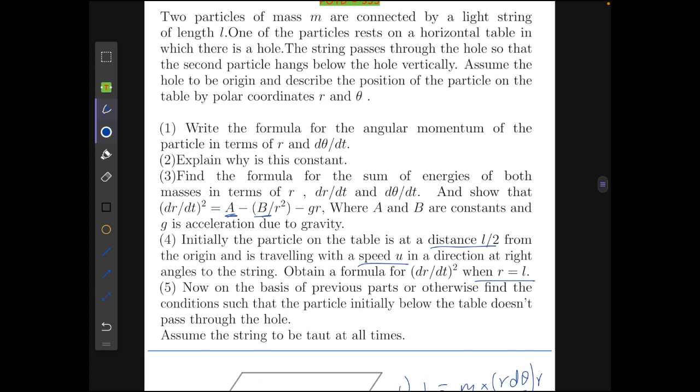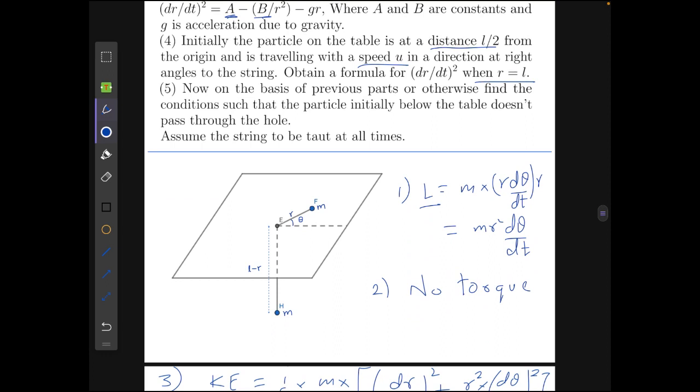Now on to part 5. On the basis of previous parts or otherwise, find the conditions such that the particle hanging below the table doesn't pass through the hole. Assume the string to be taut at all times. So from here, for the lower particle to not pass through the hole, the value of dr by dt should not be 0 at any value of r from 0 to L. If this condition is true, then the ball below the table won't pass through the hole. And for the limiting case, dr by dt should be 0 when r equals L.